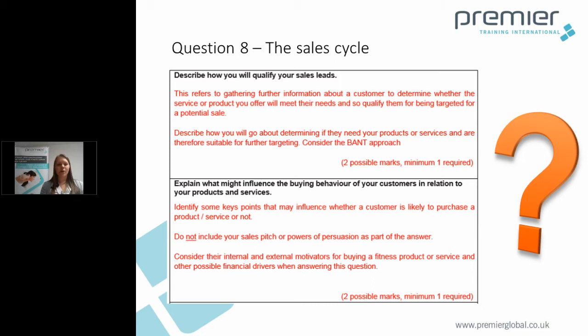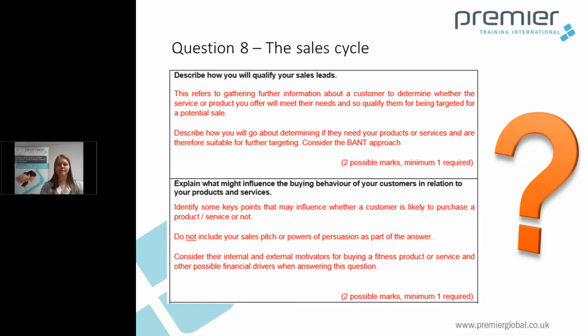I suggest for 1 mark you discuss the external motivators, so perhaps friends, family, economy. Internal, you may want to think about motivation, previous experiences, for example. 2 marks available for this question, 1 required for the minimum.